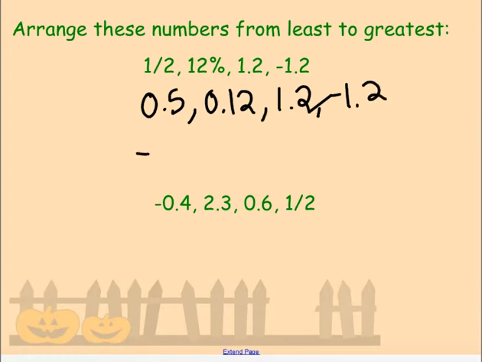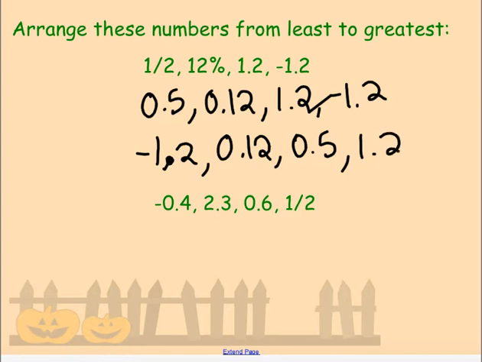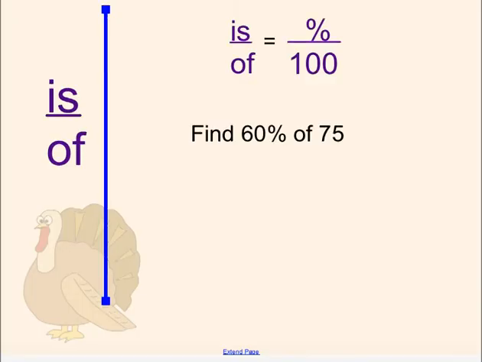My negative 1.2 is going to be the smallest. And then I have 0.12. I only have 12 hundredths rather than 0.5, which is 5 tenths, or 50 hundredths. And then we have 1.2. So we can see, put them all in one form, and then it's pretty easy to see what they look like. And lastly, the last part of this is taking a percent of 75.